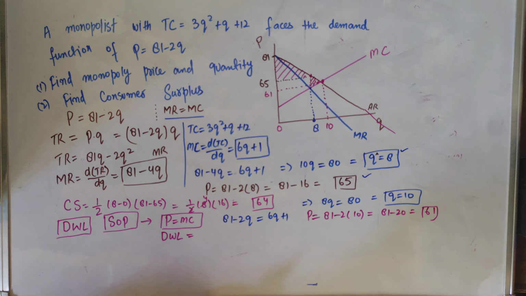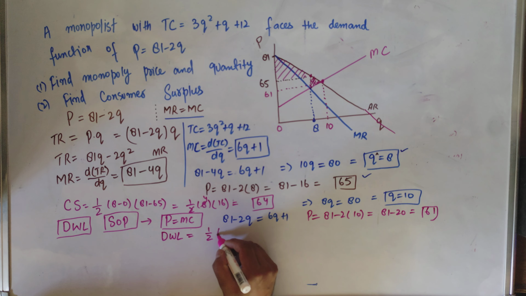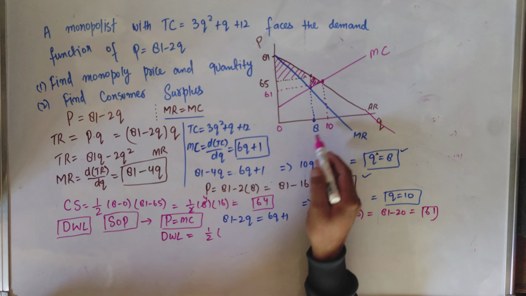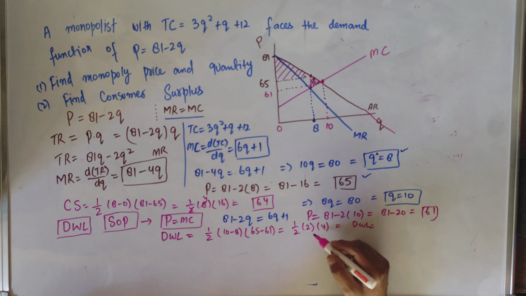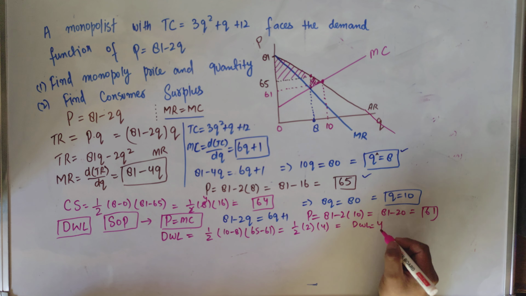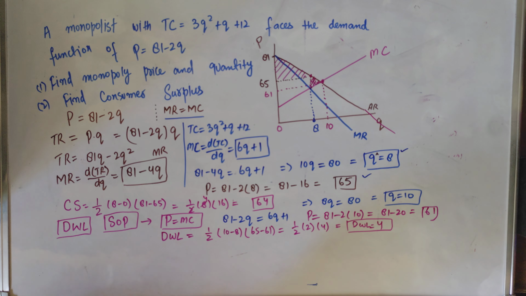So let's find out the area of this triangle. We know that it will be equal to 1/2 of base, which is 10 minus 8, and the height is 65 minus 61. So 65 minus 61 is 4, so 1/2 times 2 times 4 gives us a deadweight loss of 4. I'm not sure whether this calculation is right or not, but this is how we calculate it.